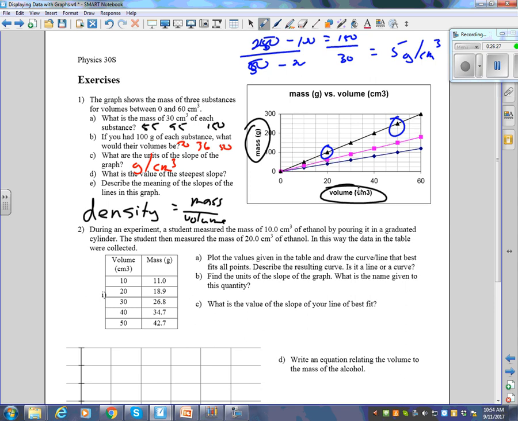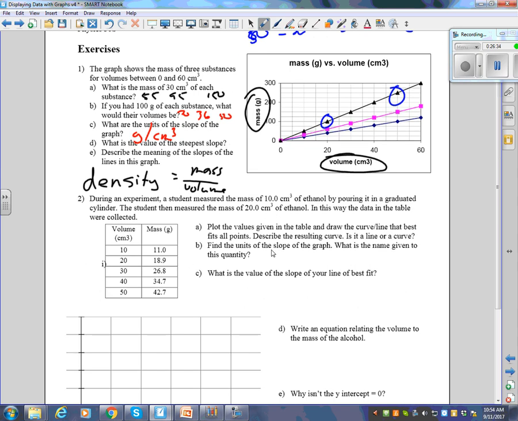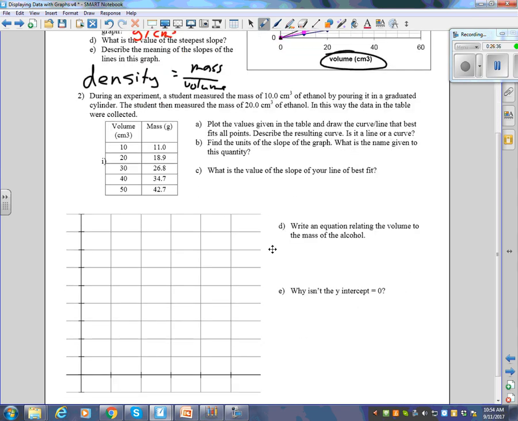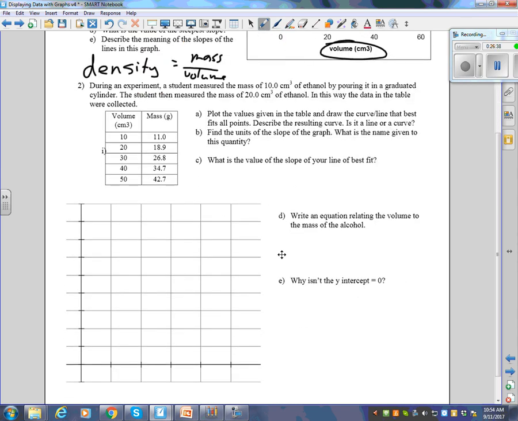Okay. Question number 2 says, during an experiment, a student measured a mass of 10 cubic centimeters of ethanol and so on. Now, you actually have to graph it. Notice again, it's volume and mass. When you have a table of values like that, Alana, which one is usually the X and which one is usually the Y?